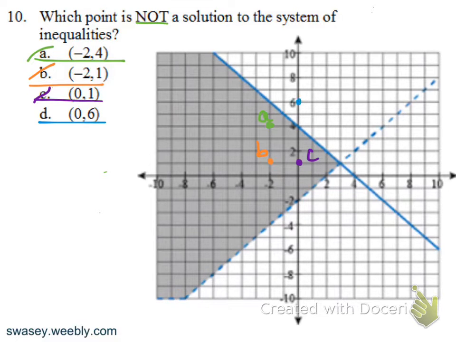From the origin, go up 6, don't go left or right, and that's our D, so that is the one that is not a solution. That's what we're looking for.